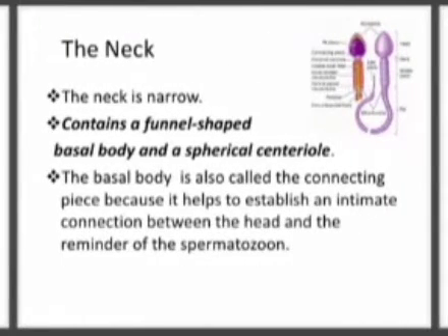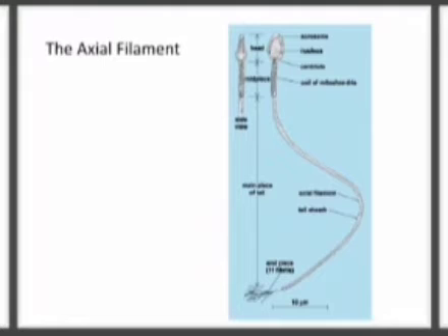The neck is narrow and contains a funnel-shaped basal body and a spherical centriole. You're looking here: the basal body is also called the connecting piece because it helps to establish an intimate connection between the head and the remainder of the spermatozoon. Axial filament. You're looking at the figure over here: acrosome, nucleus, centriole, coil of mitochondria, middle piece, axial filament, tail sheath and end piece.